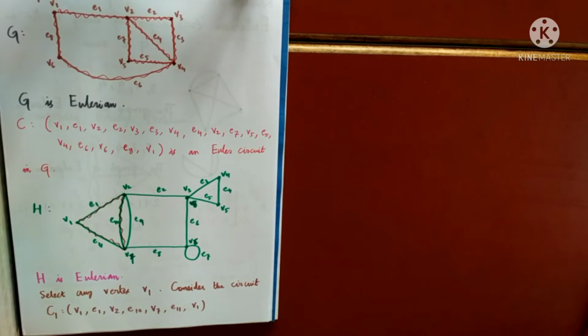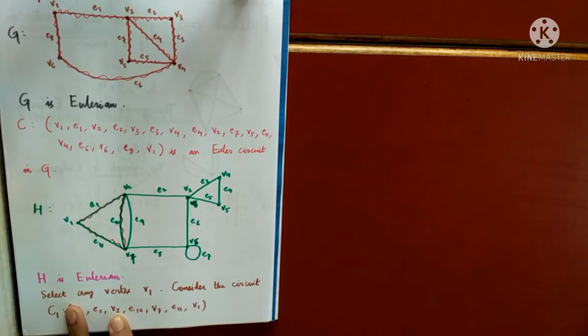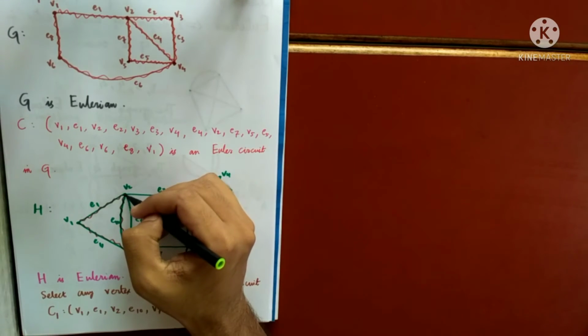Now the next rule is, you choose a vertex from this circuit, leaving V1. So you could choose V2, you could choose V7. The choice is completely yours. So you choose the next vertex from this circuit, leaving V1. You can choose V2 or you can choose V7. Suppose I am choosing V2 now.